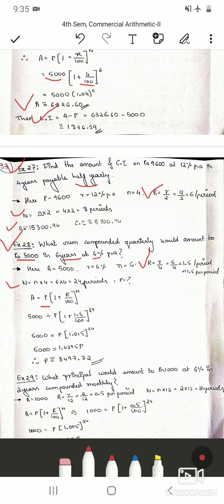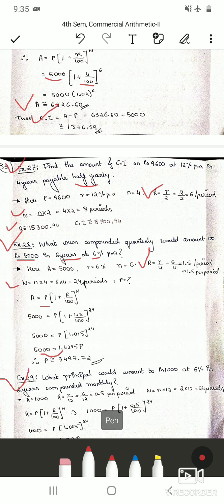Again the same steps, type 1.015, press the multiplication symbol and then equal to symbol 23 times. You will get the answer. For that it will be 1.4295. So there is a P, so it will be into P, but you want to find out that P, so this term will go in the denominator. It will be 5,000 divided by 1.4295, therefore P is approximately 3,497.72. That is the sum.